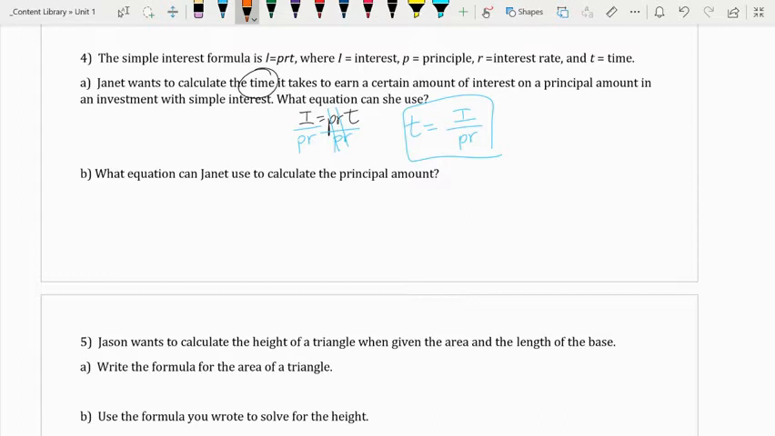Now it says what equation can Janet use to calculate the principal amount? This is talking about P. So going back to our original, we have I equals PRT. And the same thing can happen here. P, R, and T are being multiplied. So we can divide by R and T. So we're left with P equals I over RT.